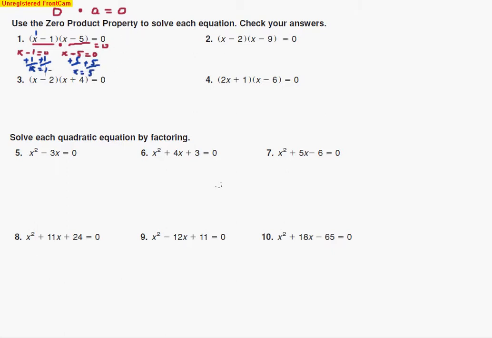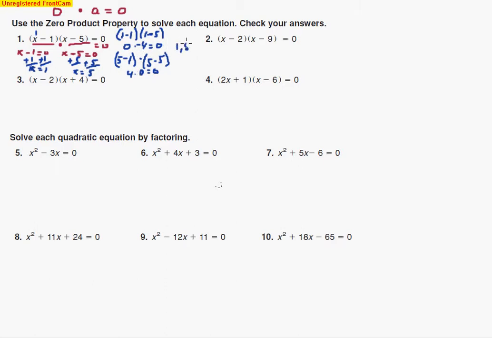If you plug in 1 again for this x, 1 minus 1 equals 0. And then 1 minus 5 equals negative 4, as I had mentioned before. And either way you do it, you end up with 0. If I plug in 5 for x, I get 5 minus 1, multiplied by 5 minus 5. We do the work there, we have 4 times 0, which still equals 0. You see, either way you do it, you're still getting the same answer. So those are the two solutions.